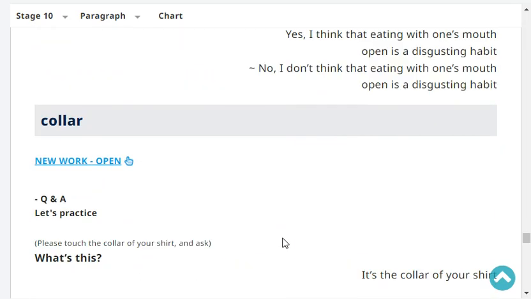Do you think that eating with one's mouth open is a disgusting habit? Yes or no? Yes, I think that eating with one's mouth open is a disgusting habit. Very good.